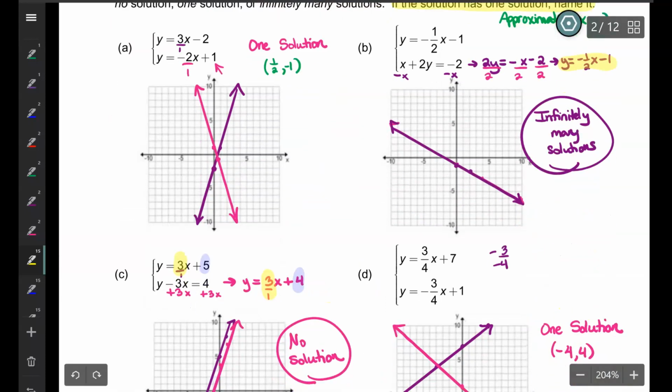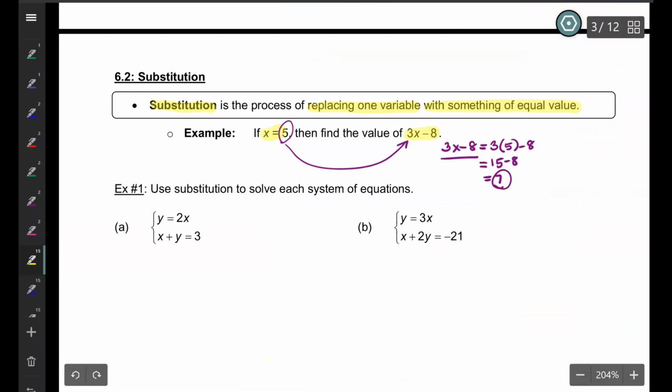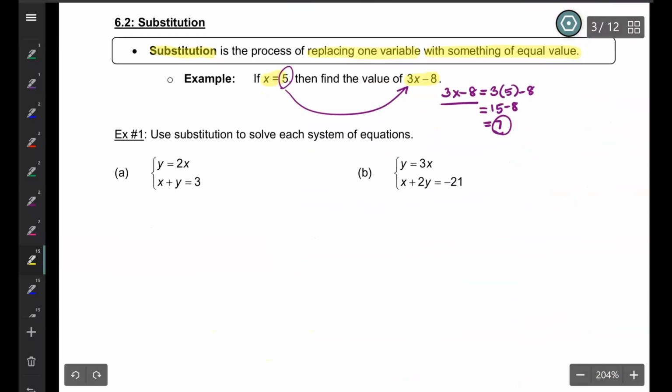We still have that true, just in this lesson, we don't have to graph them. We're not graphing them this time, and this is a more precise way of solving. Okay, so let's take a look.